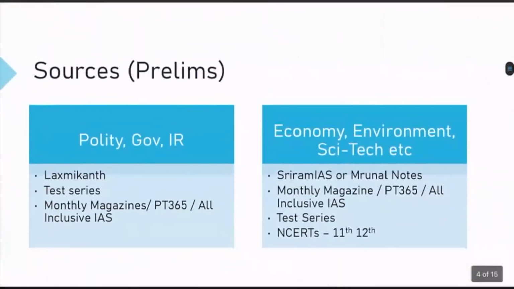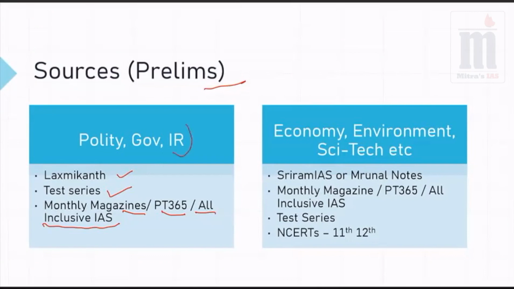Coming to sources, first I'll talk about prelims. I have already mentioned the book list. For prelims, for polity, governance, and IR, you can refer to Lakshmikant. You can refer to a test series, and also monthly magazines, PT 365 and the All India Inclusive IAS YouTube channel. I think this is enough. Your IR will get covered through current affairs, governance also will get covered through current affairs, and polity mainly from Lakshmikant.